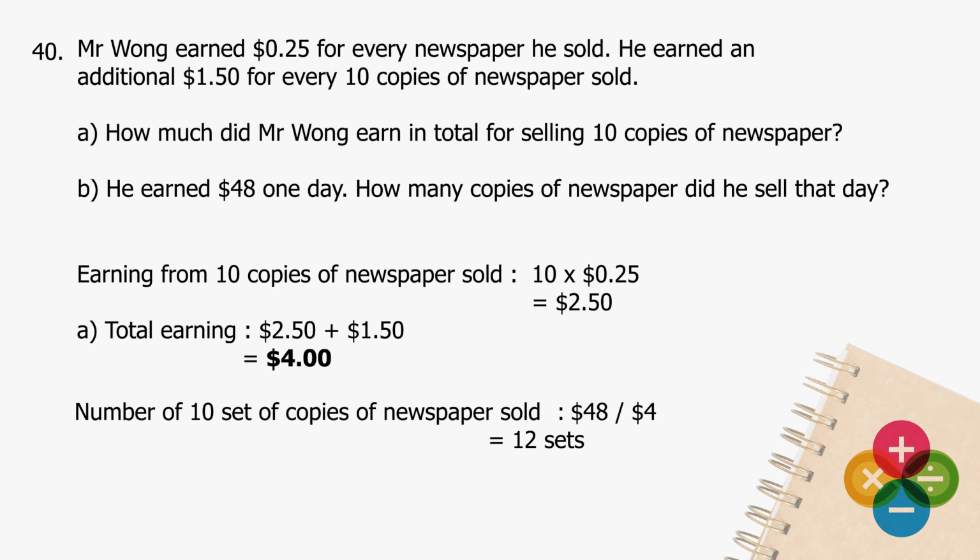If he earned $48 in one day, you will take $48 divided by $4, and you will get the answer 12, which is 12 sets of 10 copies of newspaper. Multiply 12 sets by 10 copies of newspaper. You will get the answer 120 copies of newspaper.